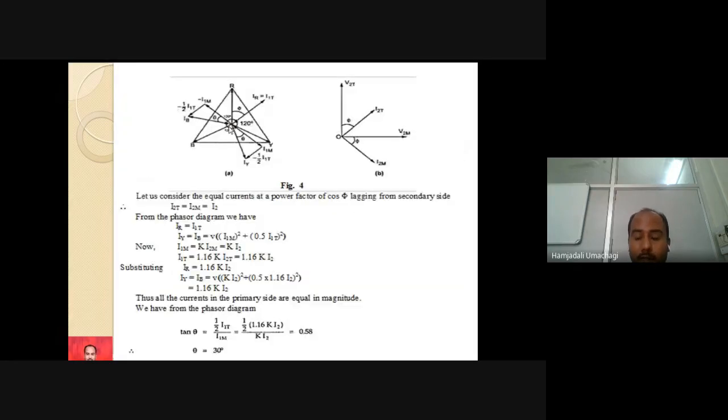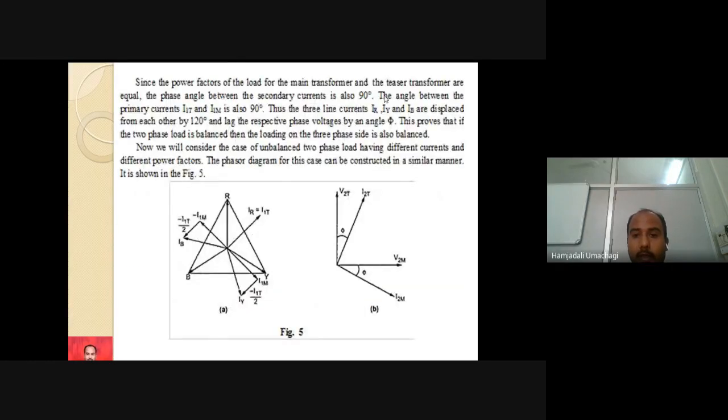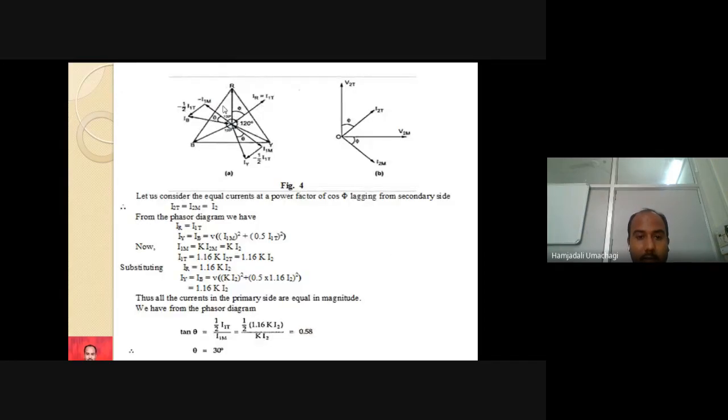The angle between primary currents I1T and I1M is also 90 degrees. You can see here the I1T and I1M. So this is my I1T and this is my I1M. Once again, they are exactly equal to 90 degrees. And similarly, the primary side I1M, I1T angle is 90 degrees.